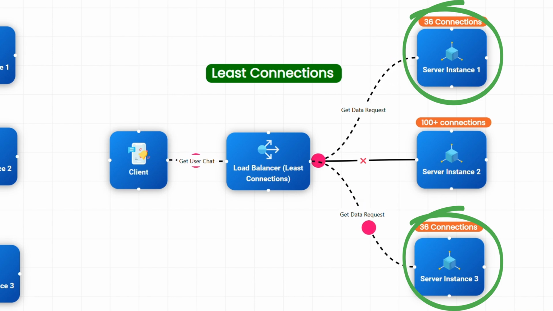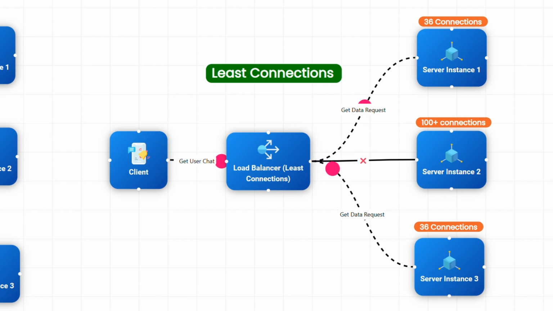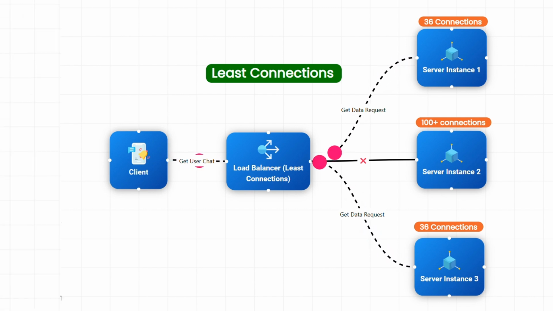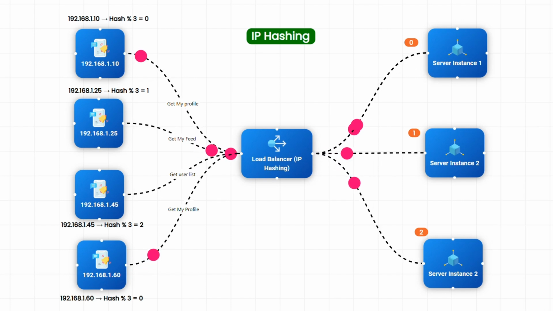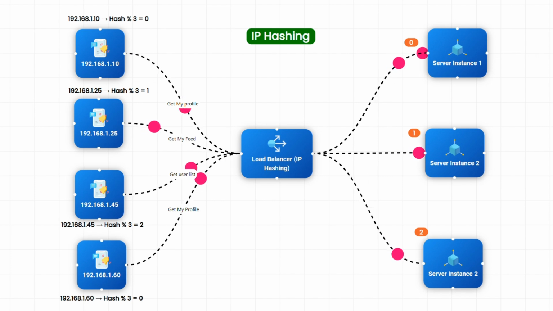By constantly monitoring active connections, least connections helps balance traffic more efficiently, improving overall performance and response times. Now that we understand this, let's move to another important algorithm. Unlike the previous algorithms, IP hashing assigns requests based on the client's IP address. Let's break it down. It applies a hashing function to the client's IP and maps it to a specific server.